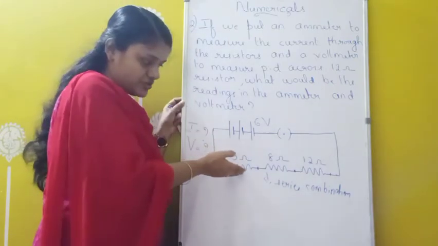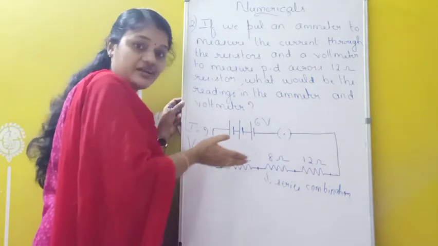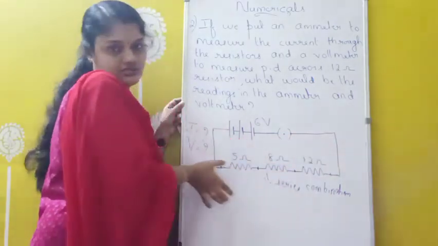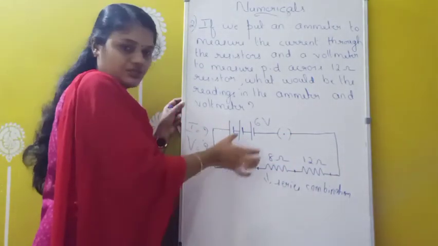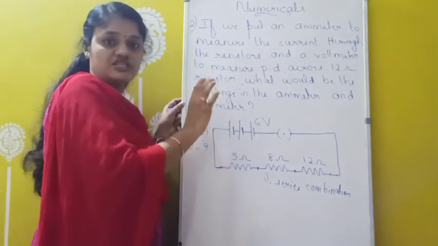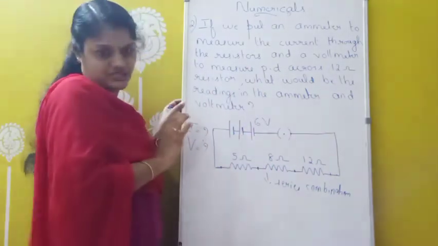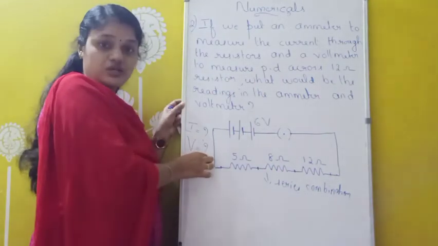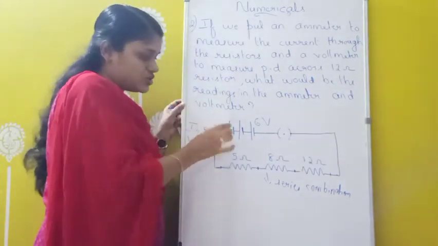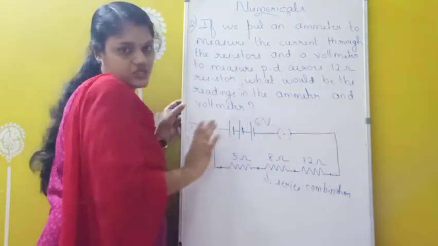So through the 5 ohm resistor, as well as through the 8 ohm resistor and the 12 ohm resistor, the current is the same. That means this current remains the same through the whole circuit, or we can say this ammeter measures the total current in the circuit. So we have to find the total current through the circuit, and this current remains the same through all the resistors. Next we have to measure the potential difference across the 12 ohm resistor. But we know that this 6 volt is the total potential difference across the whole circuit.